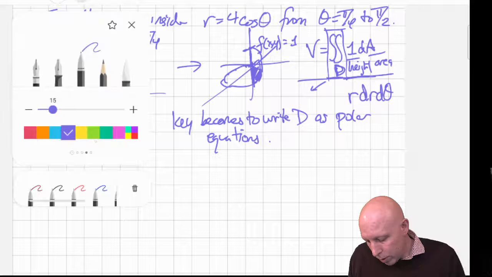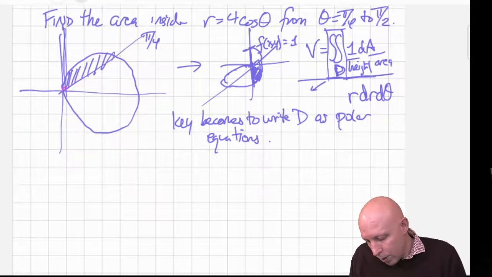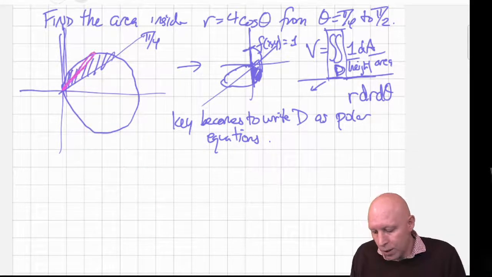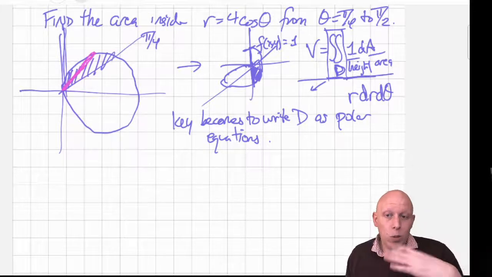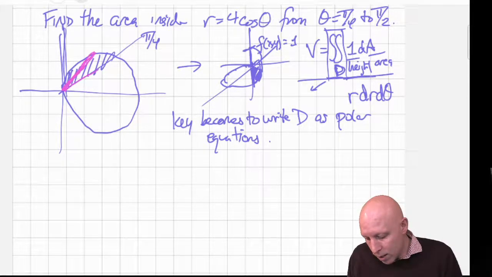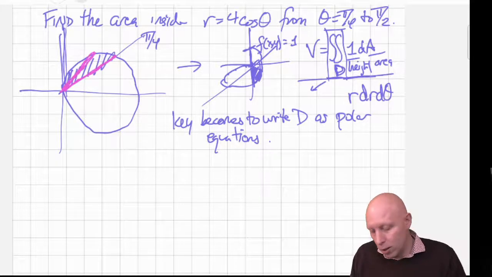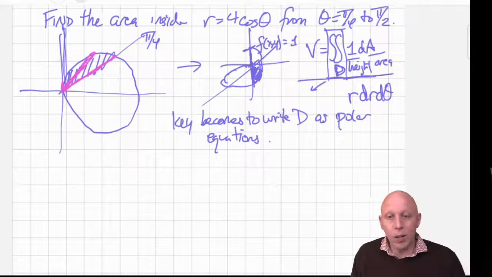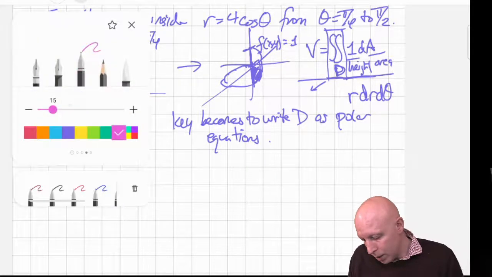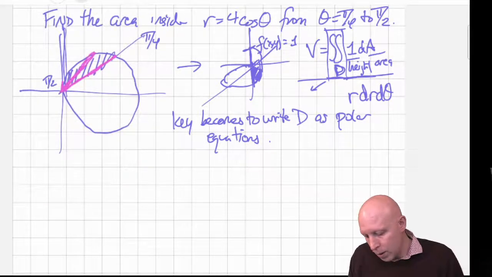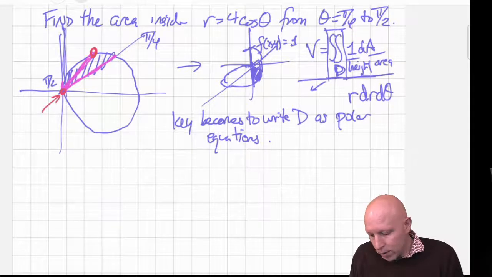Just as we've done in the past, you need to draw your slice. Here we're drawing a slice, and our slices start slicing at pi over 4, and they stop slicing at pi over 2. And what's the lower bound and the upper bound of these slices? Well, the lower bound is 0, this is r is equal to 0, and the upper bound here is r is equal to 4 cosine of theta.